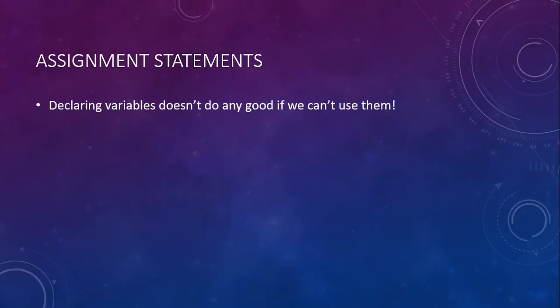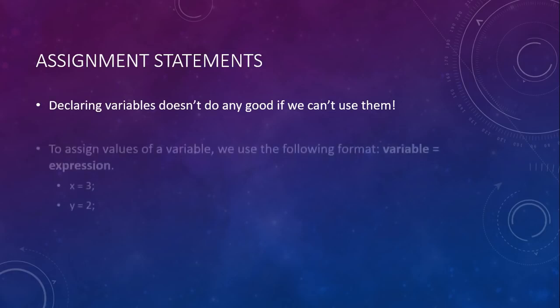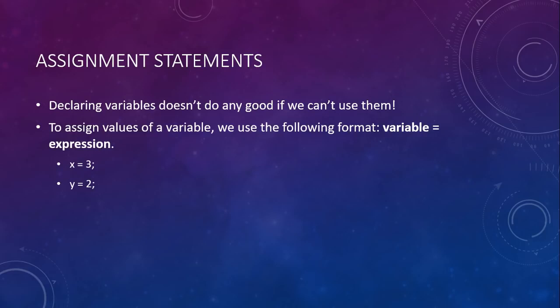Assignment statements. These are how we really help utilize variables, because declaring variables doesn't do us any good if we can't actually use them. So yeah, I might create a variable called int number, but if I can't use int number, why did I waste my time? If we want to assign values to a variable, we use the following format: variable equals expression. So for example, x equals 3, y equals 2. Now the variable x has a value of 3, y has a value of 2.